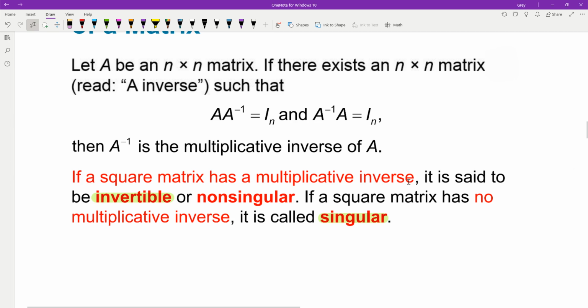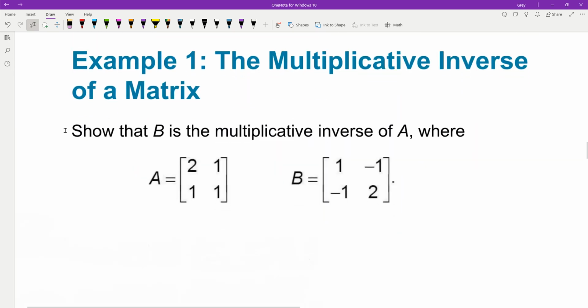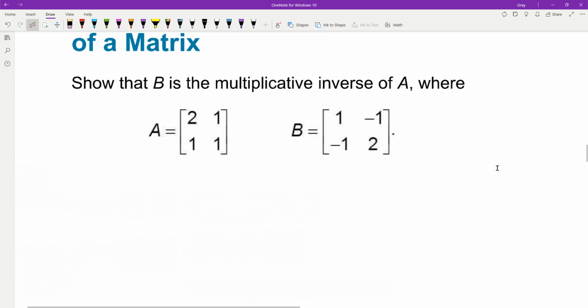All right, so first off, show that B is the multiplicative inverse of A. This is example 1. Okay, here's A and here's B. So if I want to show that they are multiplicative inverses, then I'm going to multiply A times B. A is that, B is that.